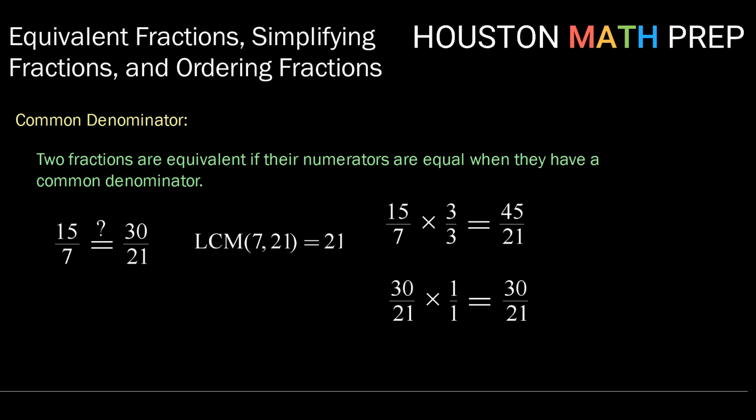Now that our two fractions have a common denominator, or they're now working with equal-sized pieces, we can see that our numerators, 45 and 30, are not equal. That means that the fractions 15 over 7 and 30 over 21 are not equivalent fractions.